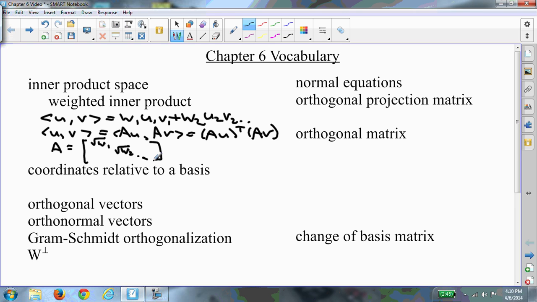Coordinates relative to a basis: we can now use our inner products to define coordinates relative to the basis. Orthogonal and orthonormal vectors were also defined using Gram-Schmidt orthogonalization, so I will do something with that. W perp was basically all the vectors that were perpendicular to the vectors defined by W. Normal equations and orthogonal projection matrices are where our least squares approximation idea came up. And consequently, we had something called QR decomposition and orthogonal matrix.